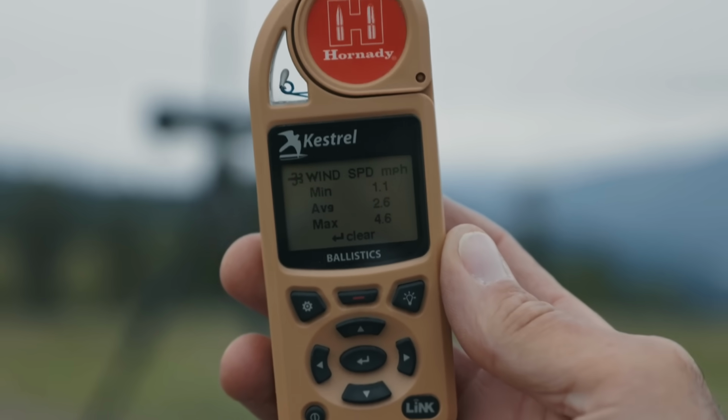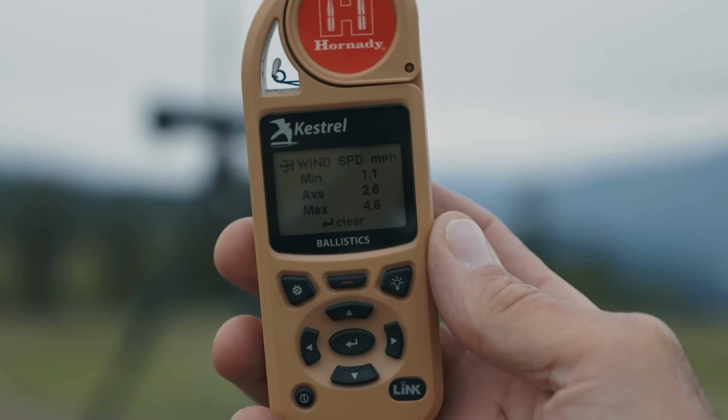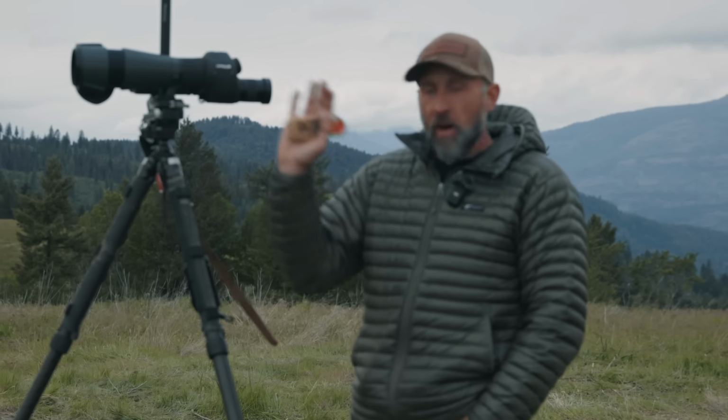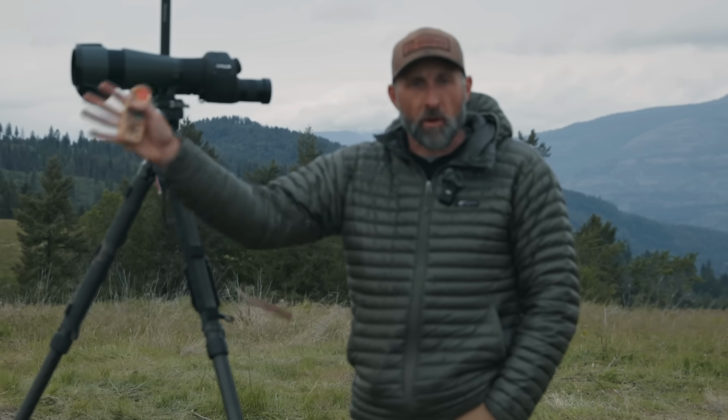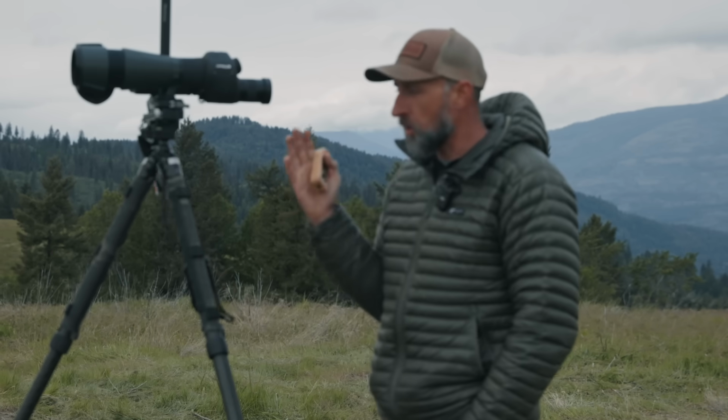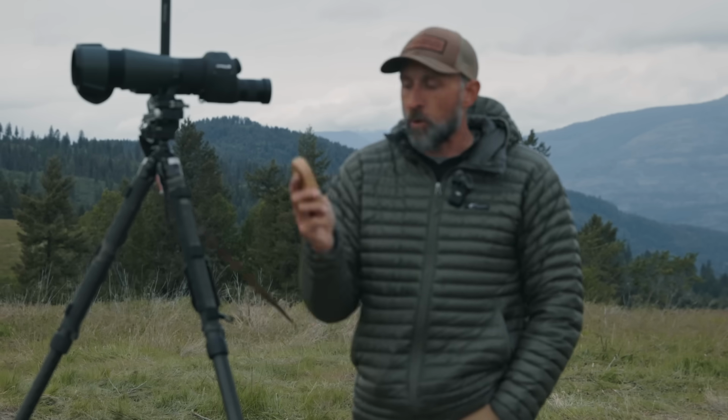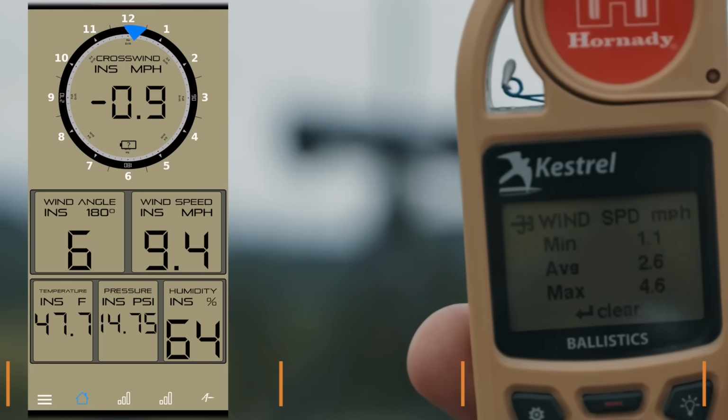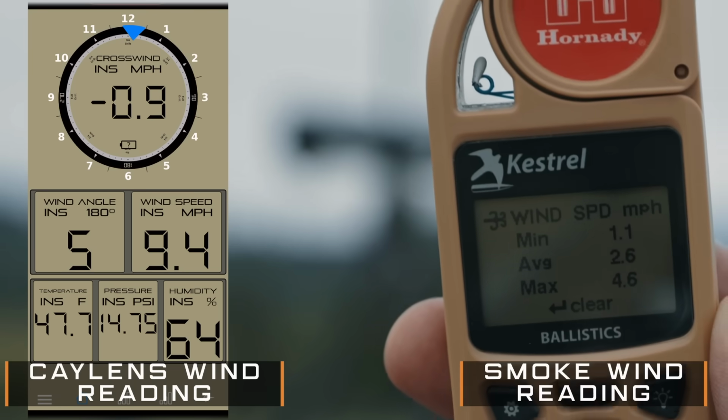All right, guys, so I've got the Kestrel back. The minimum was 1.1 miles an hour, average of 2.6, and a maximum of 4.6. What Kyler's reporting is that when he was down at the target popping the smoke, the wind was still coming from right to left from the shooter's perspective at those averages. Now, those averages were significantly different than what we got from the Calypso.